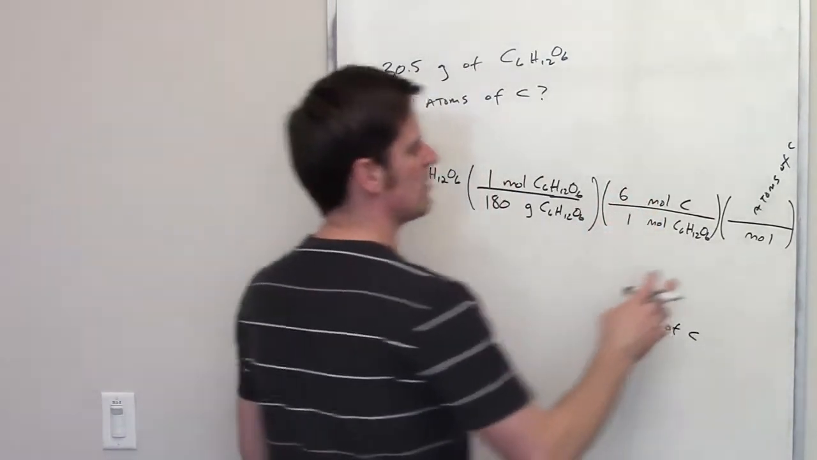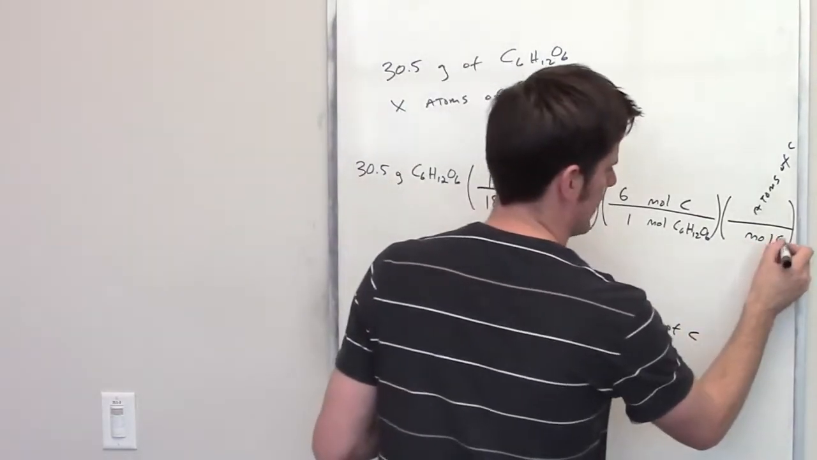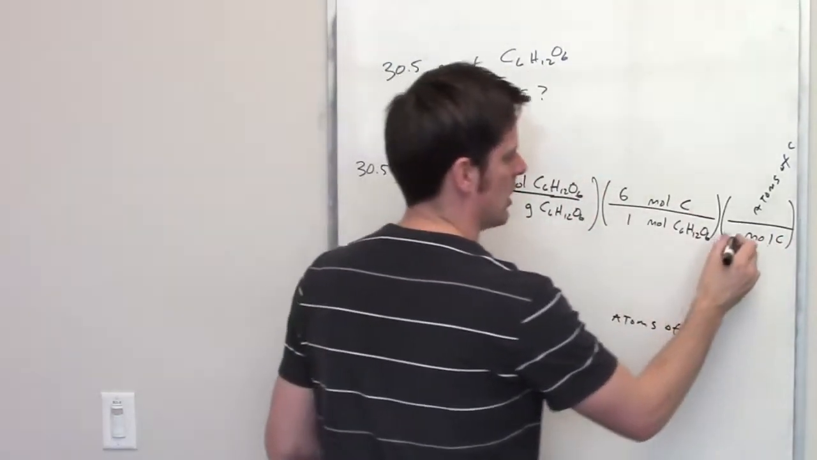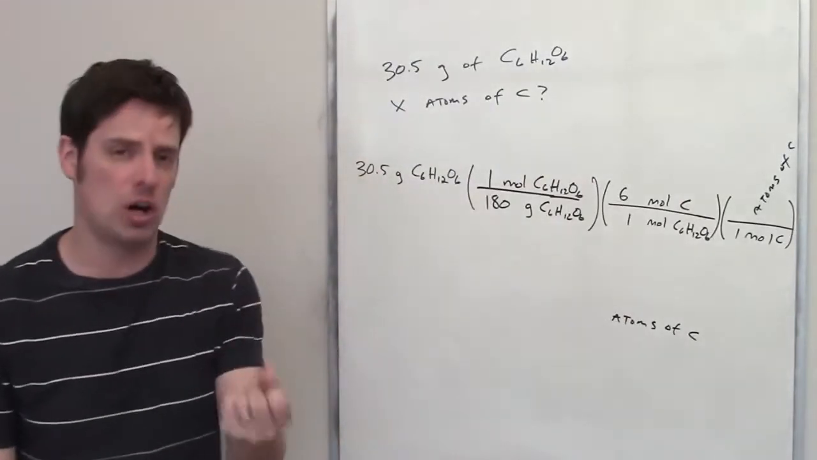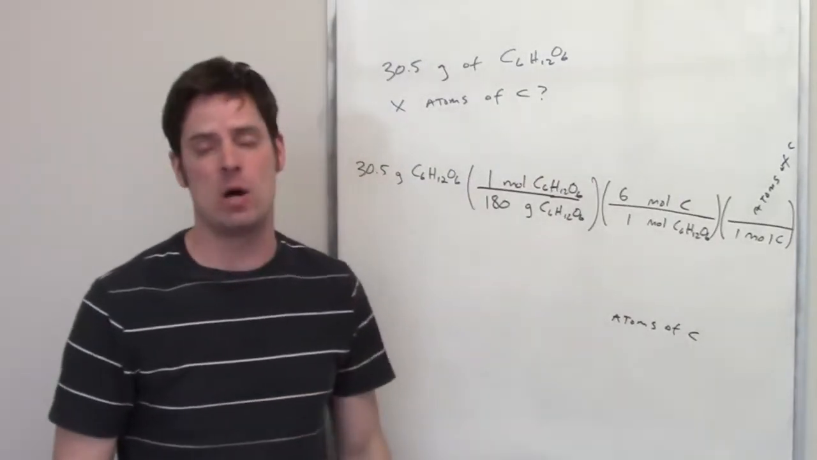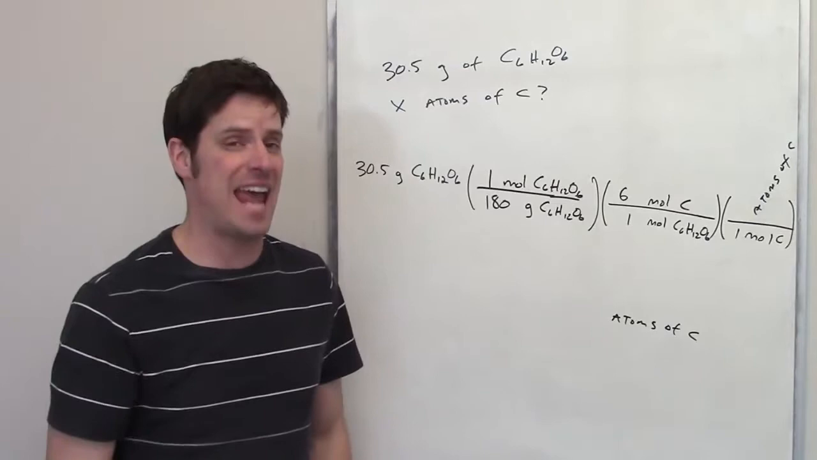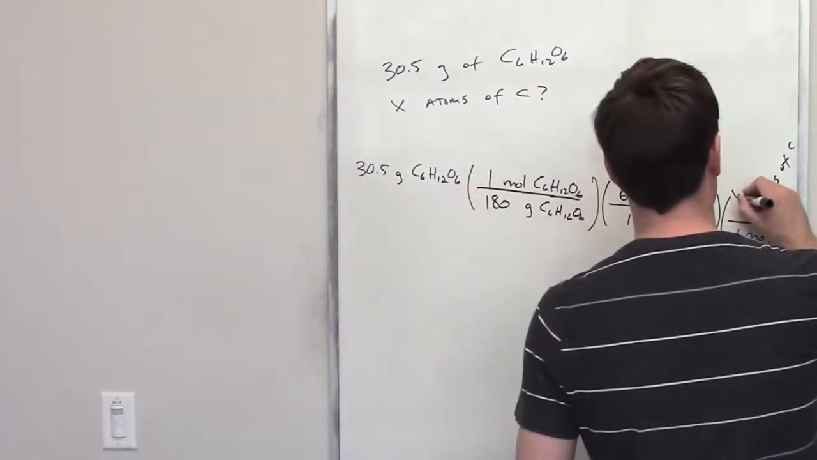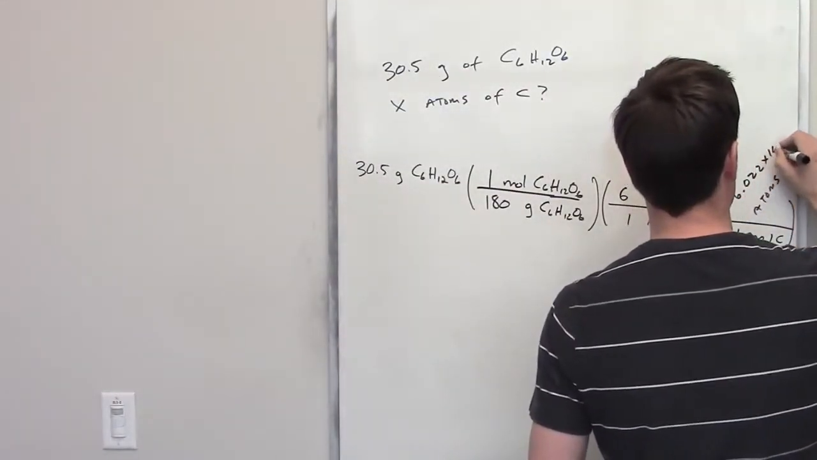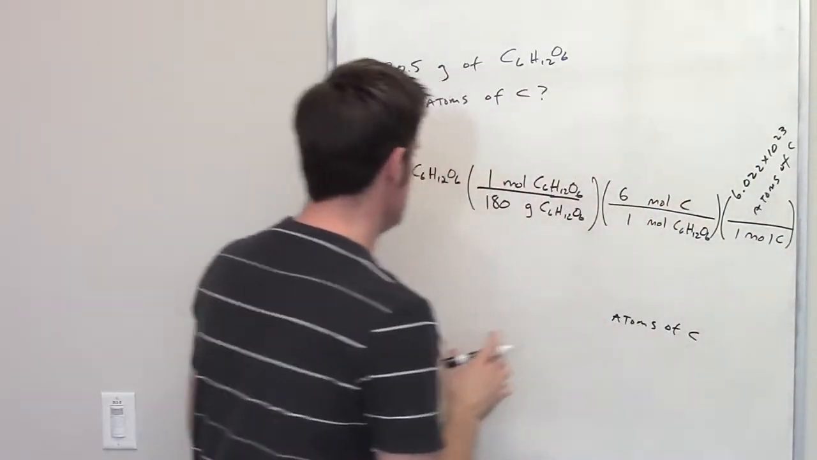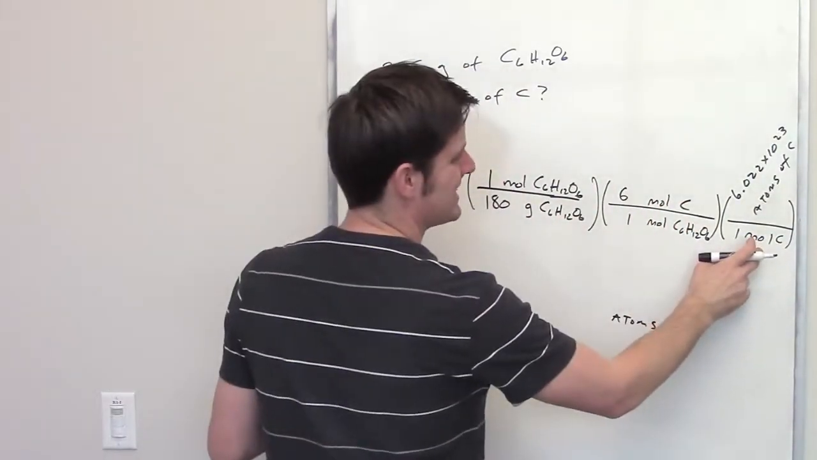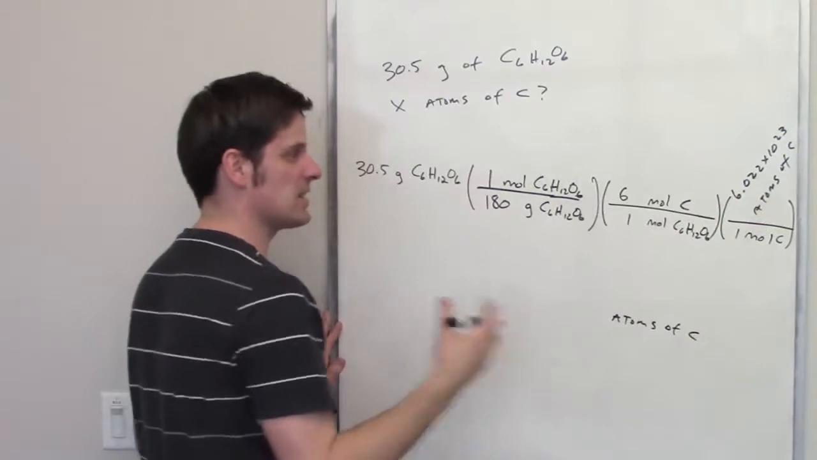Now let's see if we can convert moles of carbon, sorry, I'll put carbon right there, into atoms of carbon. If I have 1 mole of carbon in my hand, how many atoms of carbon am I holding? Well, yeah, you guessed it. It's Avogadro's number, which is 6.022 times 10 to the 23rd. So once again, 1 mole of carbon contains 6.022 times 10 to the 23rd atoms of carbon.